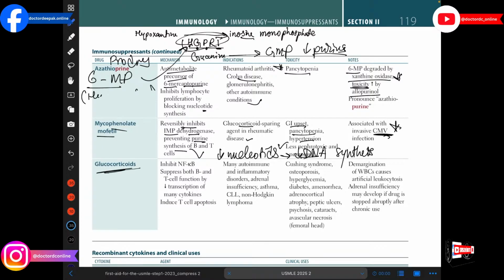Now we are talking about the glucocorticoids. The glucocorticoids inhibit the NF-κB. They suppress both B and T cell function by decreasing the transcription of many cytokines and induce T cell apoptosis.